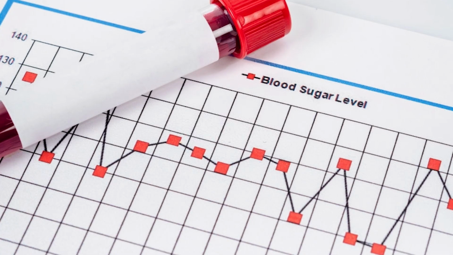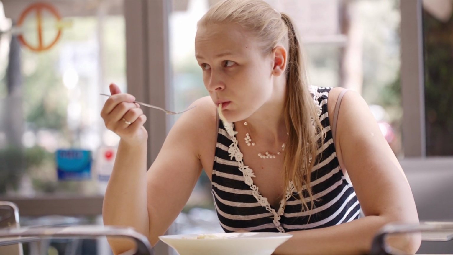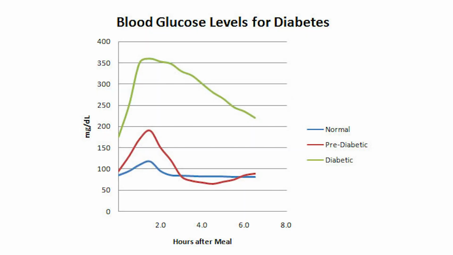So this could be tested in the lab. This could be tested more based off of intuition on the feeling of how your body feels after you consume a meal with carbohydrates. Now, as you can see in this chart, if you have a normal glucose metabolism, you can see there is a spike in the blood sugar and then it comes back down to normal within a short period of time.